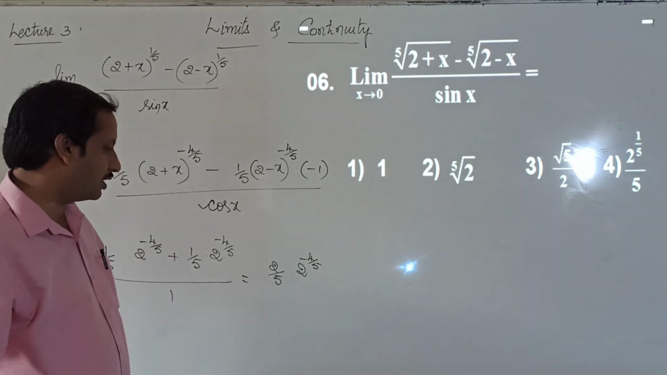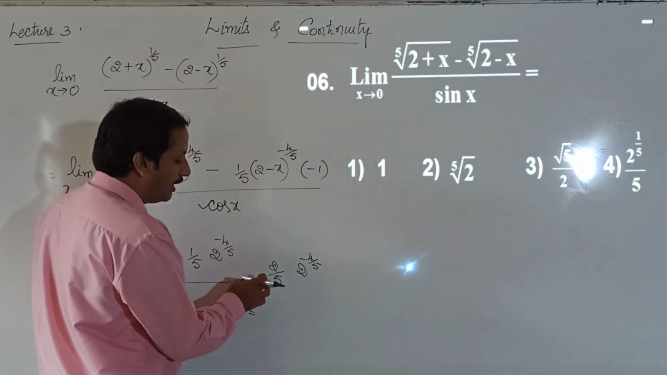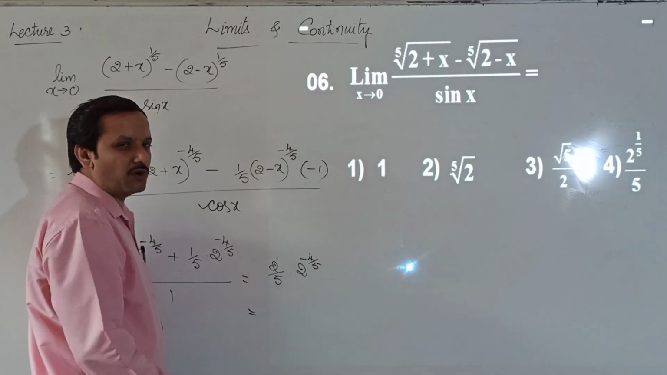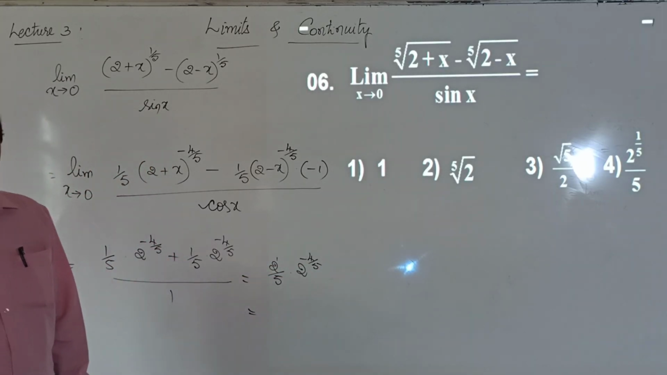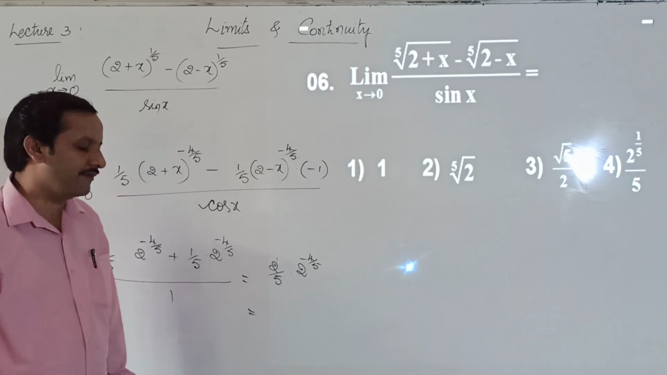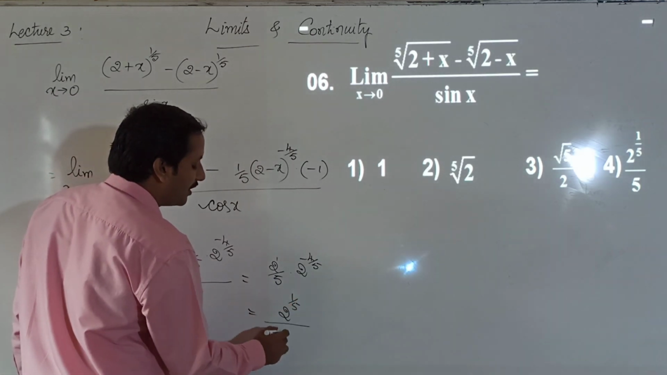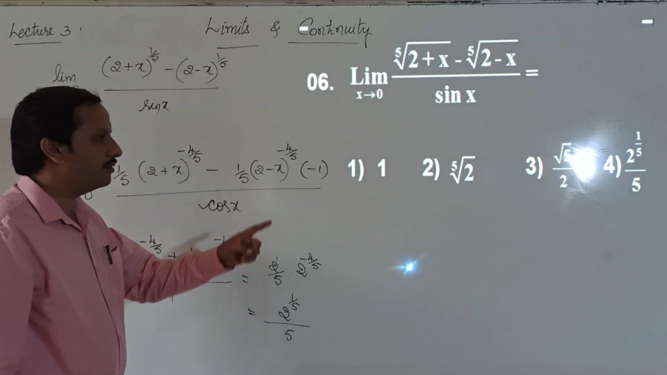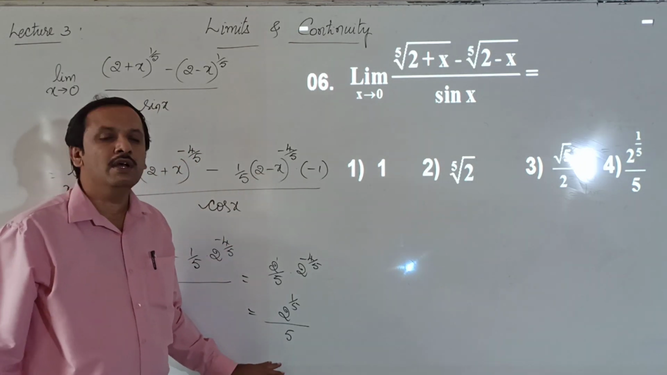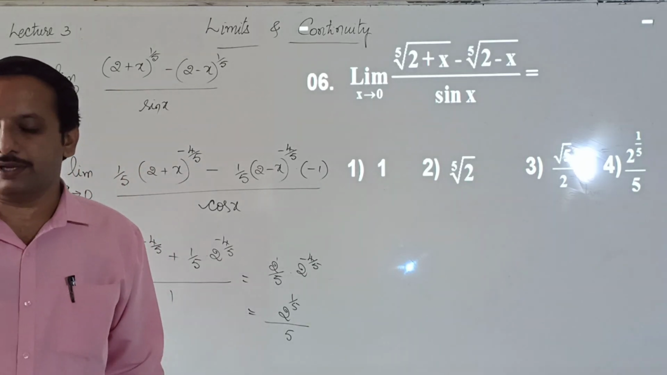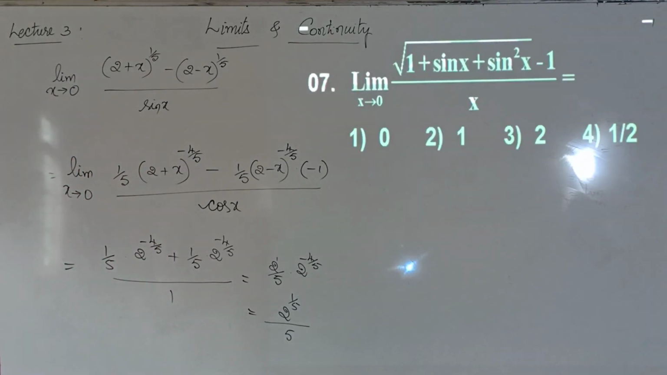Okay, that option is not there. Then what do we do? I'll write this 2 as 2 to the power 1. 2 to the power 1 into 2 to the power minus 4 by 5 can be written as 2 power 1 minus 4 by 5, which is 2 power 1 by 5. So 2 power 1 by 5 whole divided by 5, which is the fourth option. Okay, let's have a look at the next question.